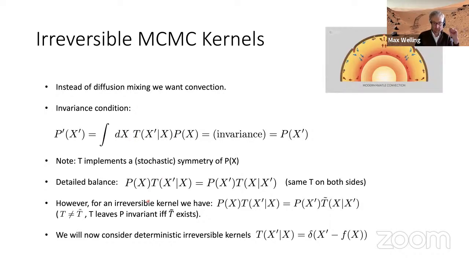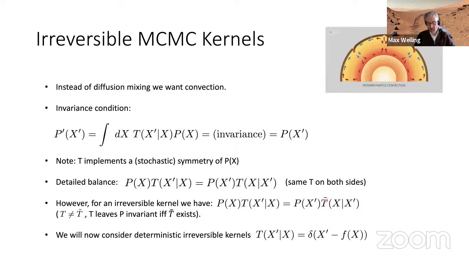Okay. Now you might wonder how you design something that satisfies this. Detailed balance is a sufficient but not necessary requirement. Any kernel that is not of this nature but does satisfy invariance is what we call an irreversible kernel. It's somewhat of a bad name, because the kernel certainly is reversible, but it's a different kernel.